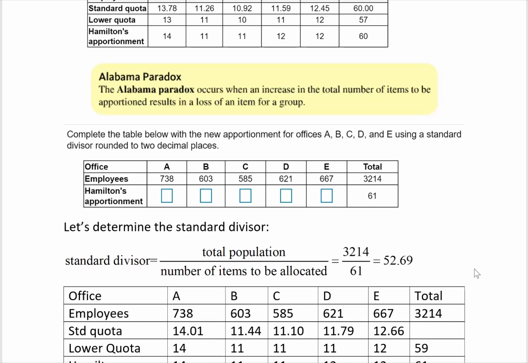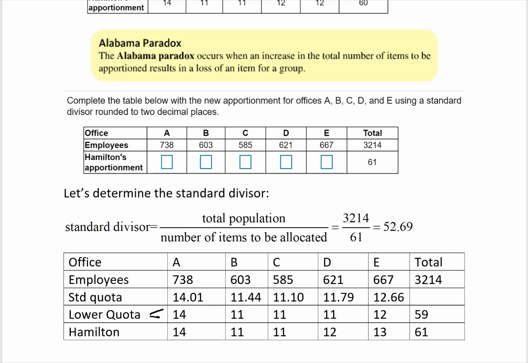And then I divided each of the offices' number of employees by that standard divisor, and you can see those numbers down here listed as the standard quota. And then for Hamilton's method, remember we round down, which is shown in the next row for the lower quota. And then we check the total, and we have 59, so we've actually got 2 more to allocate. And where are they going to go? They're going to go to the offices with the largest decimal portion on their standard quota, and those 2 offices are D and E. They have the largest decimal portions, 0.79 and 0.66, and we're up to 61.